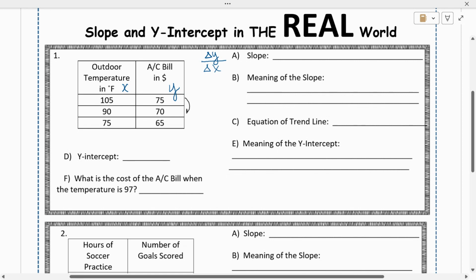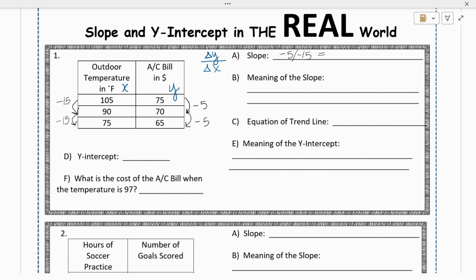What's happening here? Okay, going down by 5 and down by 5. What's happening on the x side? Down by 15. Down by 15. So my change in y, -5, over my change in x, -15, is what? What is -5 over -15? 1 over 3. And it's a positive 1 over 3. So that's my slope. My slope is 1/3.